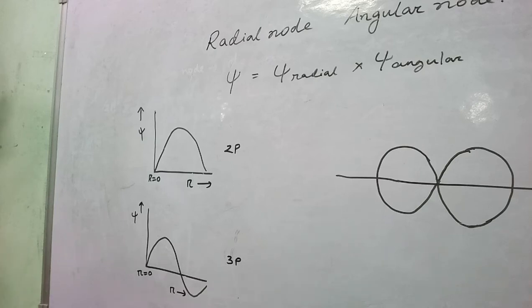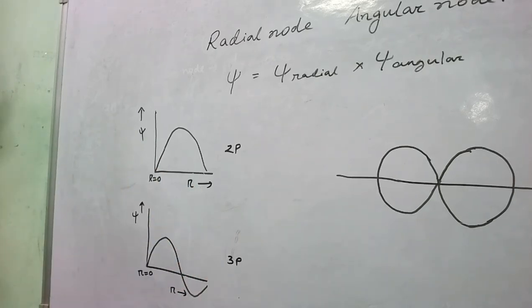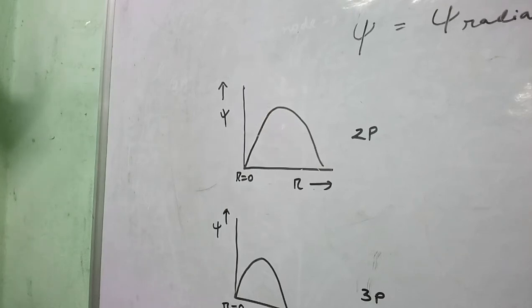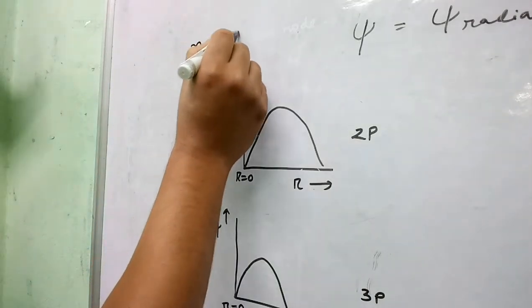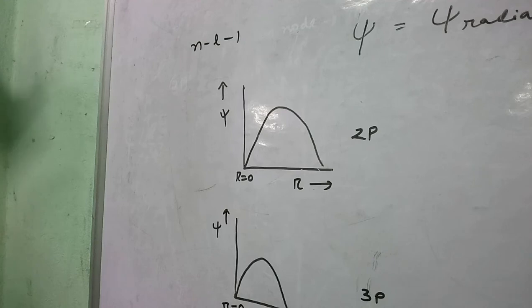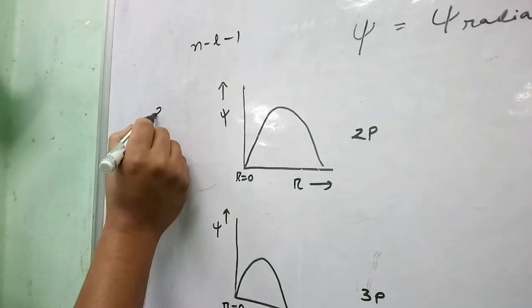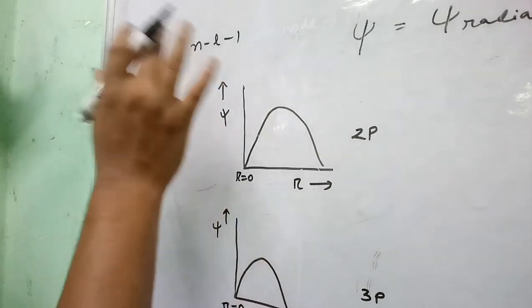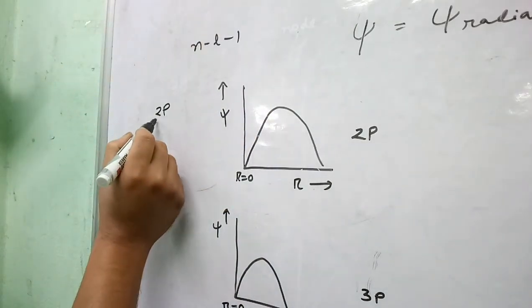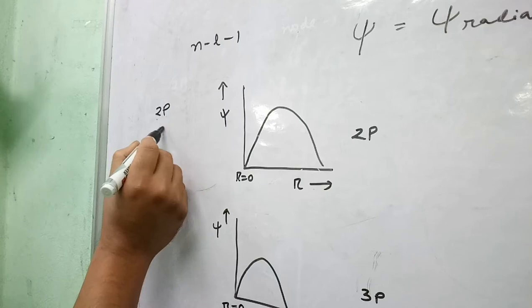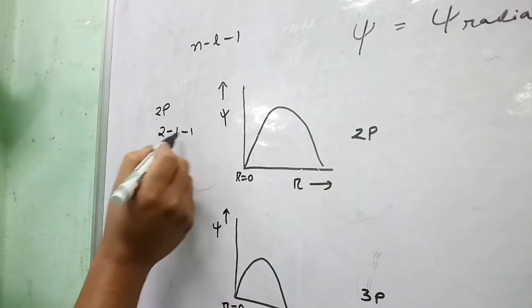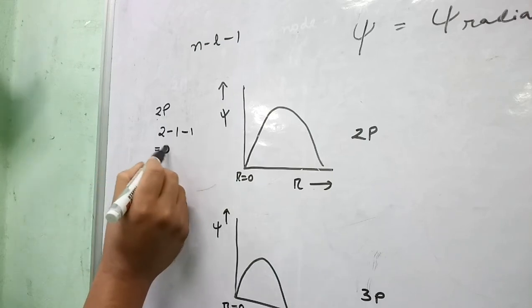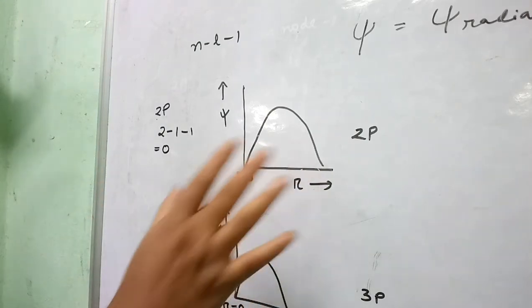We will try to build a concept on nodes by using these graphs. First of all, we have to remember the method by which we can calculate the number of radial nodes. The formula is n minus L minus 1, where n is principal quantum number, L is azimuthal quantum number. Therefore, for 2p orbital, the number of radial nodes will be n minus L minus 1. Here principal quantum number n equal to 2, azimuthal quantum number L equal to 1. Therefore, n minus L minus 1 will be 2 minus 1 minus 1 equal to 0. Therefore, the number of radial nodes for 2p orbital is actually 0.